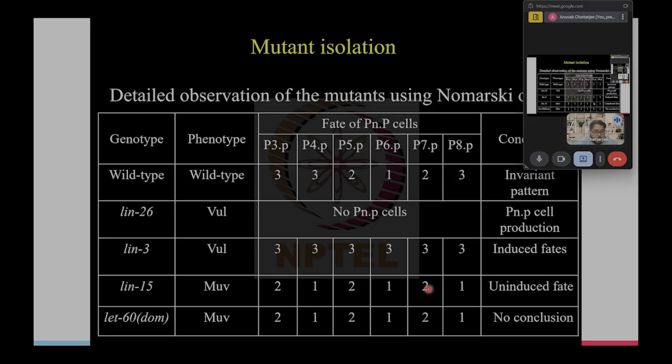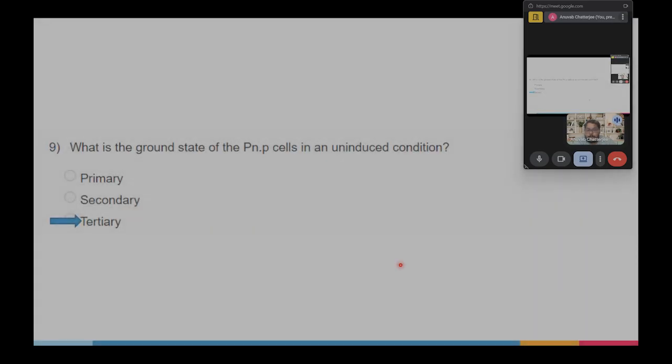And then finally they also looked at a let60 dominant mutation, in which in the F1 generation only they figured out that it also found multi-vulva, but with dominant phenotypes you cannot make a conclusion, because in the case of dominant phenotypes it could be antimorphic, like extra production of a particular gene can have unexpected results. So you cannot draw any conclusion from that. But with this particular example, they figured out what is the ground state of the PNP cells in an uninduced condition. It is the tertiary.